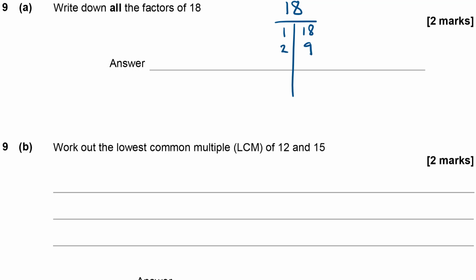Does 3 go into 18? Yep, it does. It goes in 6 times. Does 4 go in? No. Does 5 go in? No. And you can see I've met myself coming back down the other way now, because the only numbers between 3 and 6 are 4 and 5, and I tried both of those and they weren't any good. So now I've found all the factors and I know I haven't missed any out. So 1 and 18, 2 and 9, and 3 and 6 are my 6 factors of 18.